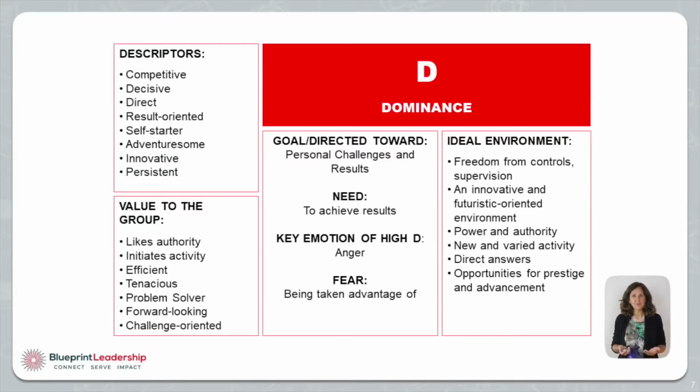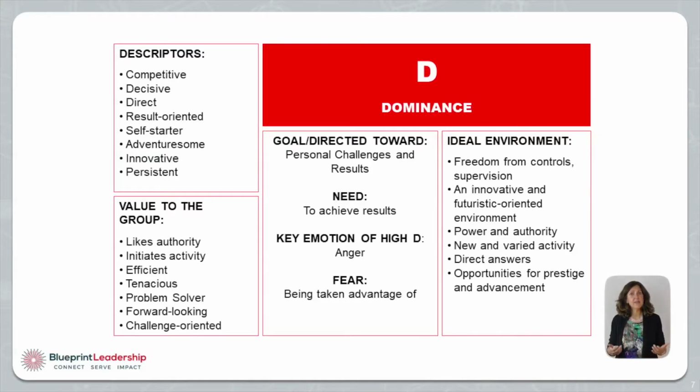Now, the fear of a D is being taken advantage of. So a D wants to make sure that there's at least a win-win. They're not at all interested in a win-lose, where they're the loser. So if you're working with a high D, you want to make sure that you're always keeping them aware that you're on their side and that you're there to make sure that they have success and they're going to get the results that they're looking for, so that you're a partner in ensuring that there's a win for everyone, a win for the high D as well.